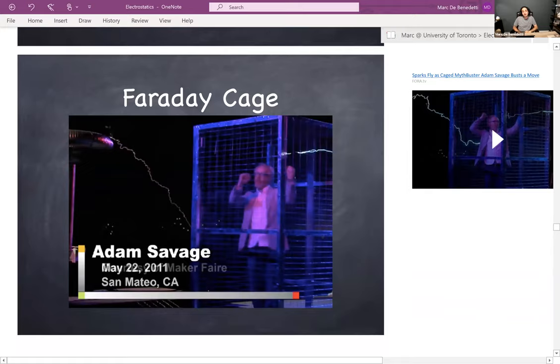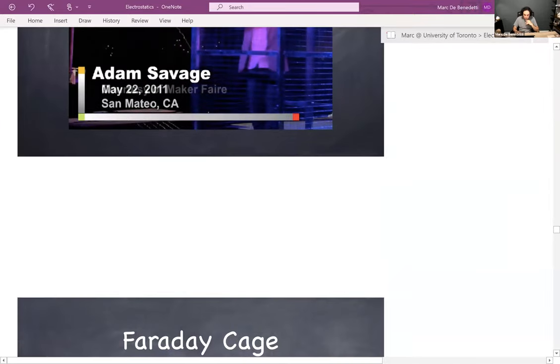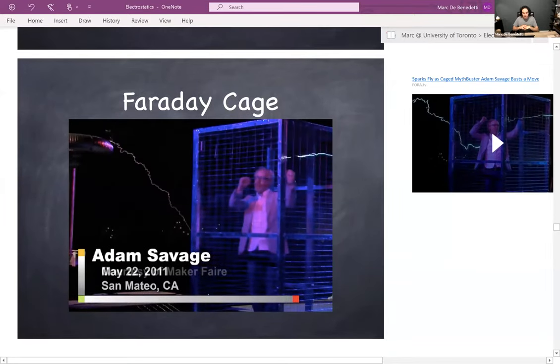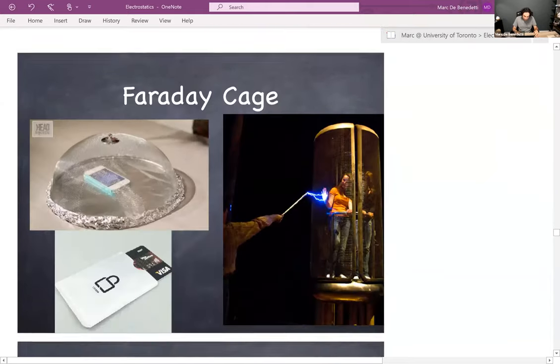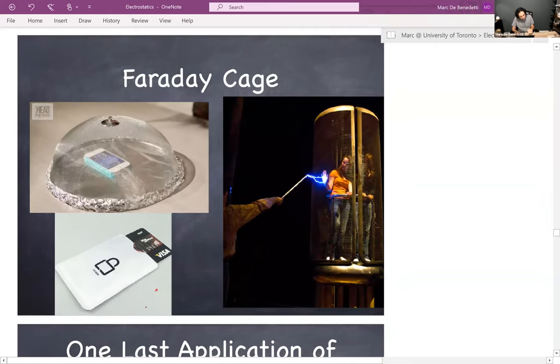There's lots of different examples of Faraday cages that exist. Do I have examples on the next? Yeah, I do. I have examples on the next slide for you, but I'll show you the next slide first and then show you the video. So we've seen this.